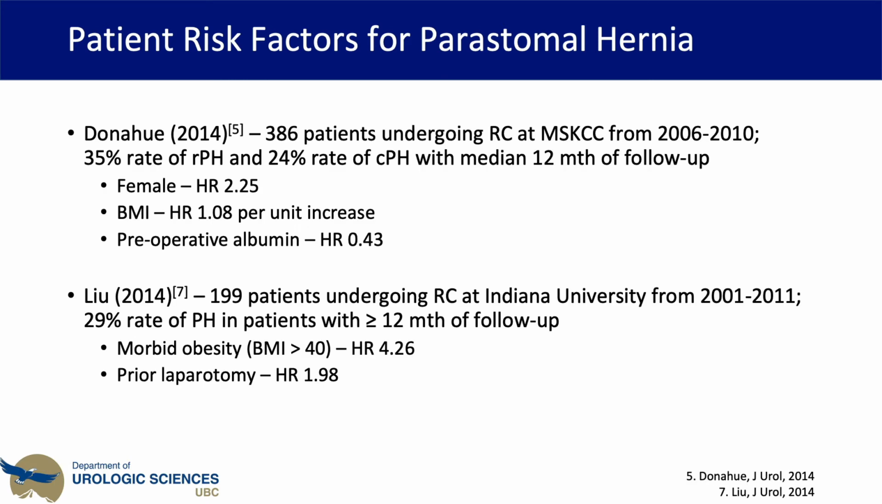Looking at the risk factors for parastomal hernia, again, controversial in the literature. Looking back at the paper from Donahue out of MSK, they had a rate of 35% radiologically or 24% clinically. On multivariate analysis, the risk factors they found to be significant were female sex, BMI, where for every 1 unit of BMI increase, the hazard ratio increased by 1.08, and then preoperative albumin, the thought being probably a correlate of nutritional deficiency.